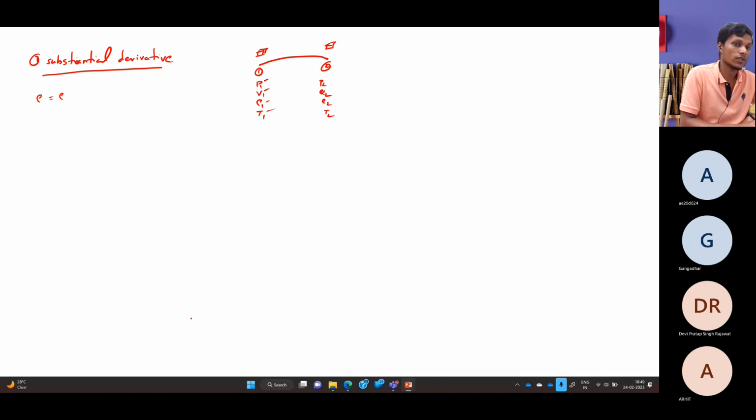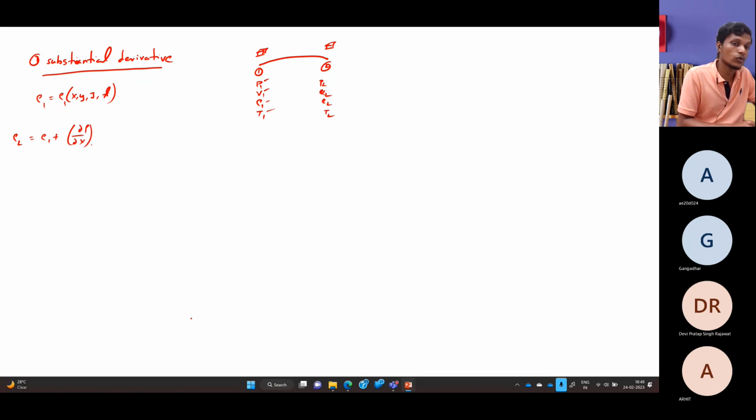Suppose you have density, I am taking density as a reference. Density as a function of x, y, z and t. You have density rho equals rho of x, y, z and t at point 1. This is your point 1. If I want the density at point 2, how can I write it? Remember, this is a function of all three spatial parameters and the time parameter.